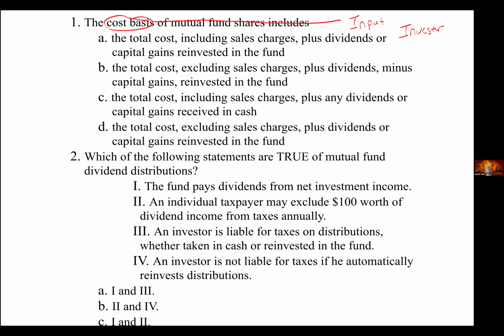So A, the total cost, including sales charge plus dividends or capital gains reinvested in the fund. B, the total cost excluding sales charges plus dividends minus capital gains reinvested in the fund. C, the total cost including sales charge plus any dividends or capital gains received in cash. D, the total cost excluding sales charge plus dividends or capital gains reinvested in the fund.